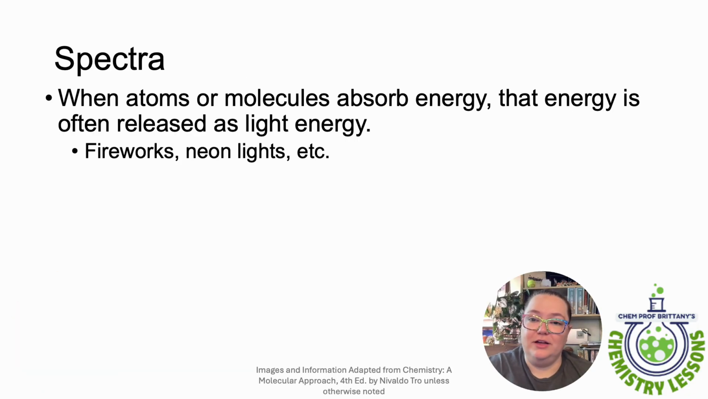Now the spectra that I mentioned on the title slide happens when atoms or molecules absorb energy and that energy is released as light. So for example, fireworks. We've seen different colors of fireworks because there are different things in those fireworks that emit different colors. Same thing with neon lights. We call them neon lights, but they're actually different gases that give us different colors.